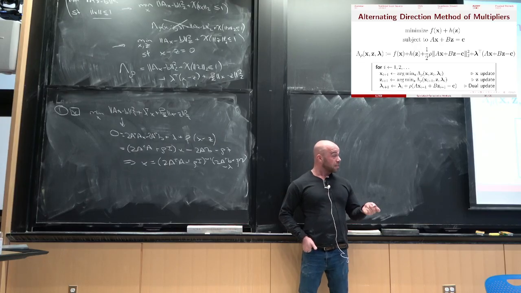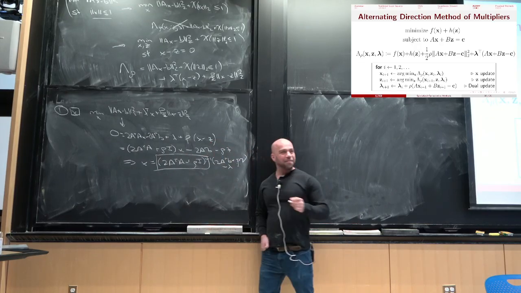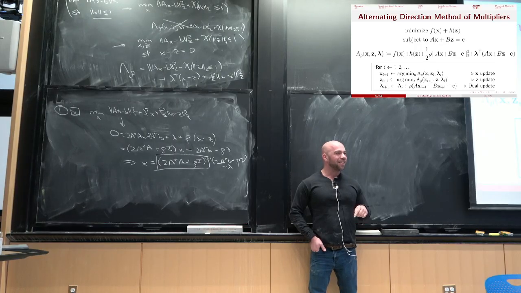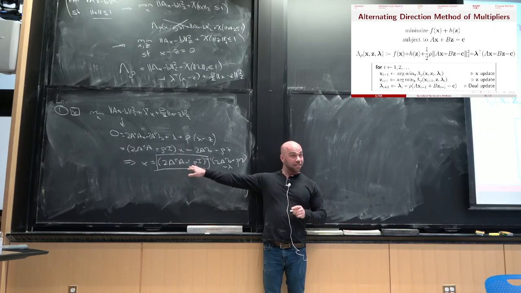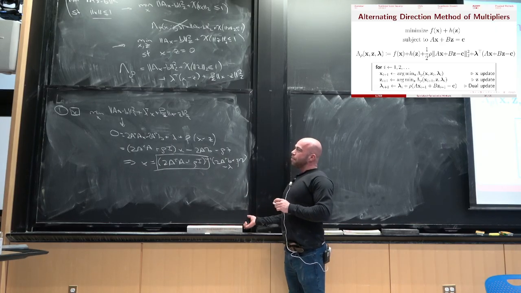Incidentally, notice that this matrix does not change from one iteration to the next in ADMM. So what else can I do to make my code even faster here? Cache the factors. Yeah, I can factor it. And in fact, notice by the form of this matrix, it is guaranteed to be positive definite, right? So I can apply Cholesky factorization. Okay, so that's step one.